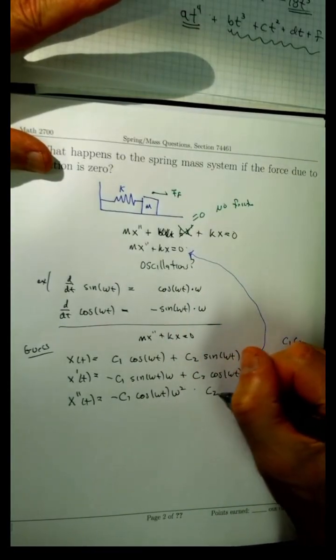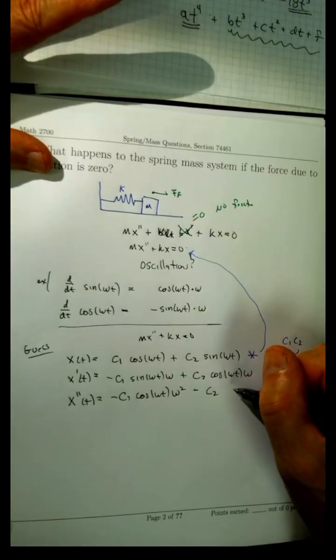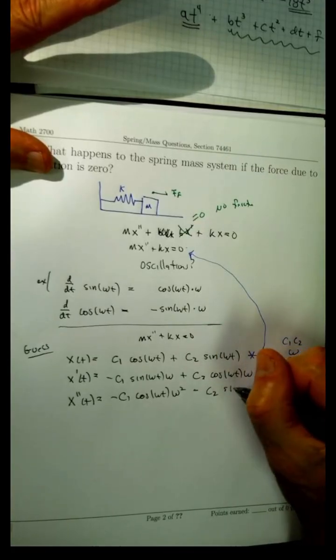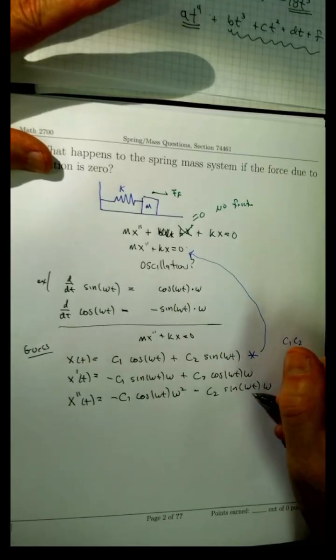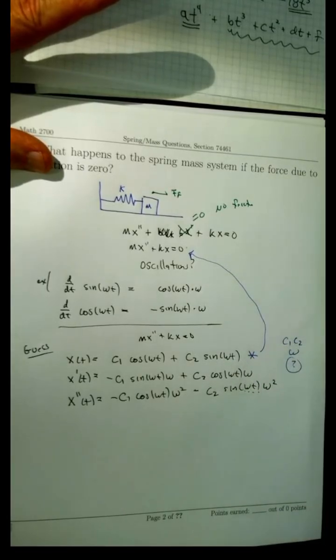Here, when I take the derivative, I'm going to have derivative of cosine is minus sine, and the C2 just goes for the ride. I've got the omega just as a constant comes around, but when I take the derivative of this, I'm going to have omega squared.